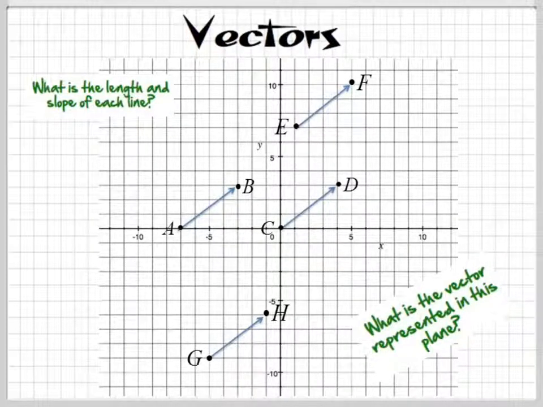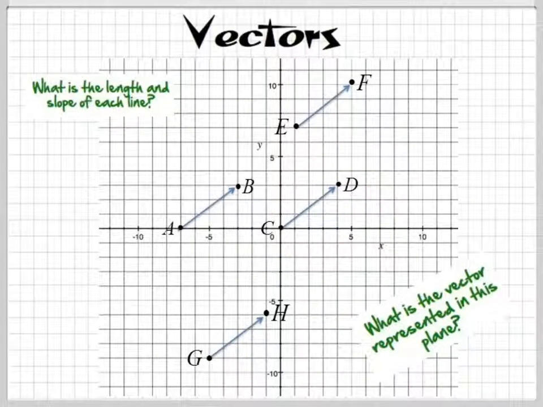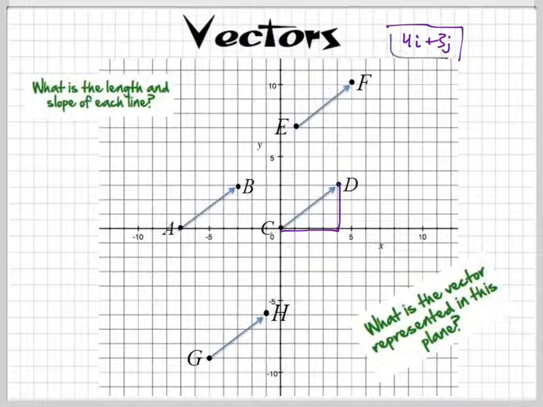Now, which of these arrows is the easiest vector to find? CD. Now, why is CD the easiest to find? Because it's at the origin. That vector is called the position vector because it's centered at the origin. Okay, well, let's write down the vector really fast. It goes 4, and then that's 3. And so it's 4i plus 3j. That's your vector right there.